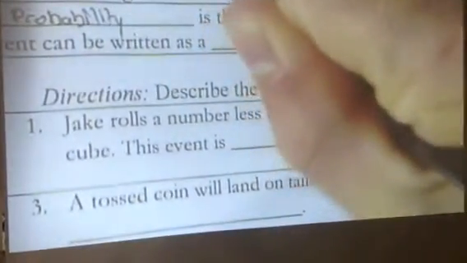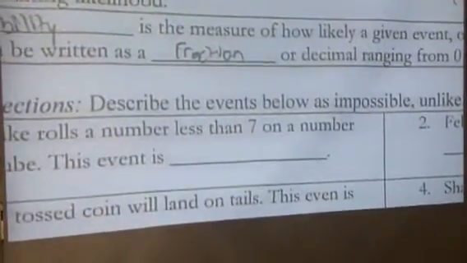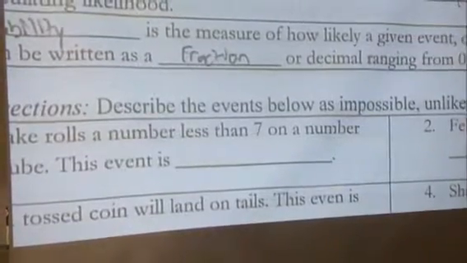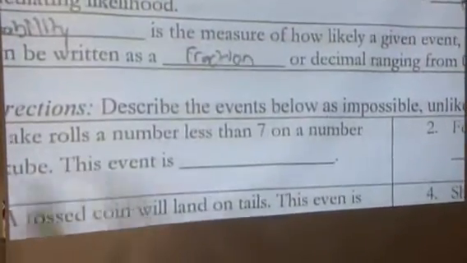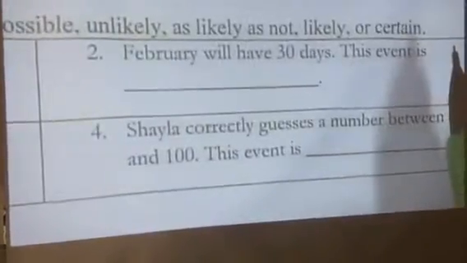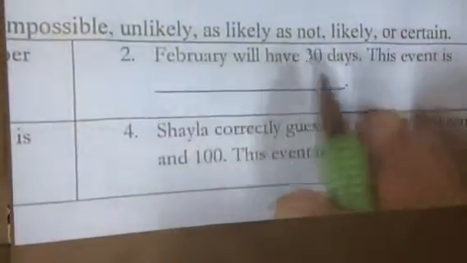Now the probability can be written as a fraction or a decimal ranging from 0 to 1, or it can be written as a percent. So probabilities can be written as fractions, decimals, or percents. So to calculate probabilities, we first need to understand what that means in terms of how likely it is that something will happen. Our directions say to describe the events as impossible, unlikely, as likely as not, likely, or certain. As likely as not means there's like a 50-50 chance it could happen, it couldn't. Likely, it's probably going to happen, or certain, it's definitely going to happen.